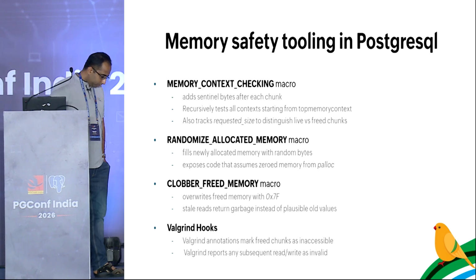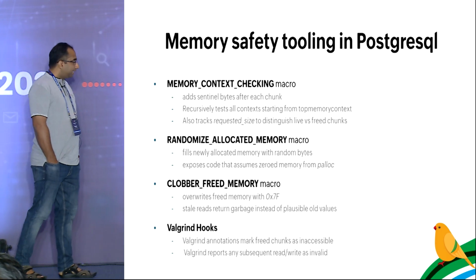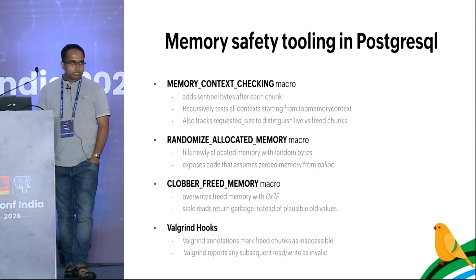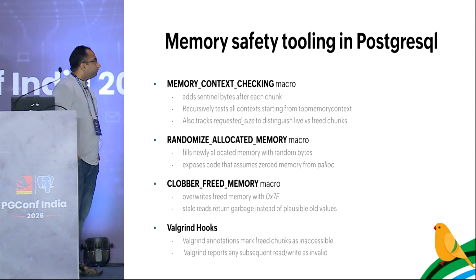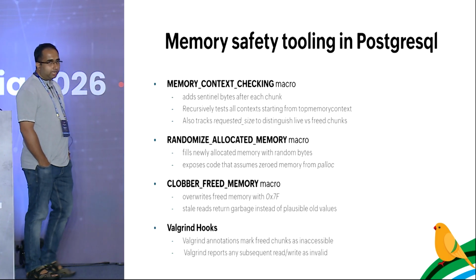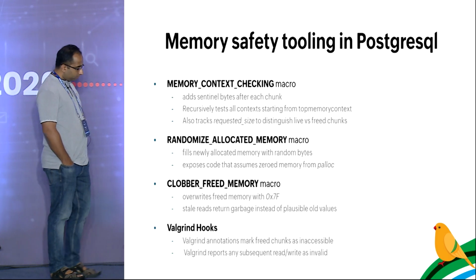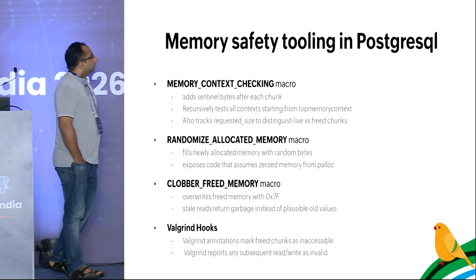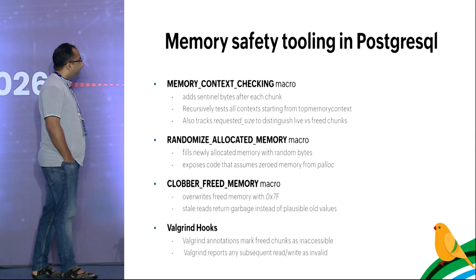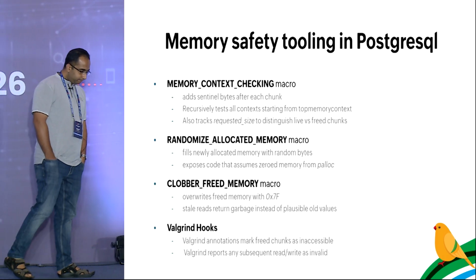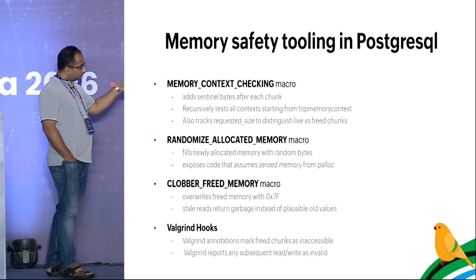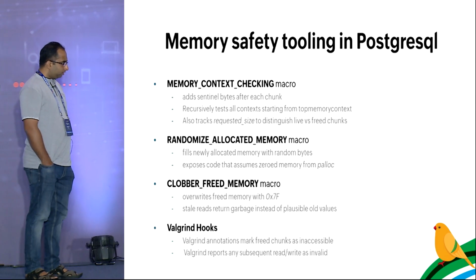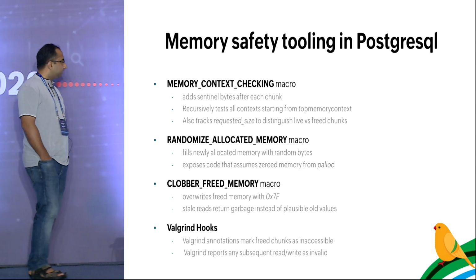Right. So before we go ahead and rewrite PG in Rust, we could look at the memory safety tooling that PG offers now. We have a set of macros that we can use to help us with this issue. First is the memory context checking macro. You can enable all these macros while compiling PG itself, by adding them as additional extra C flags.